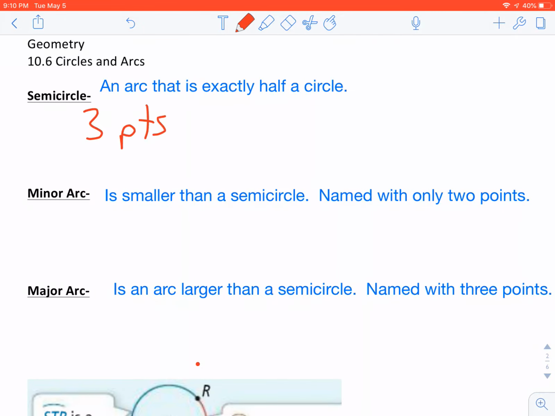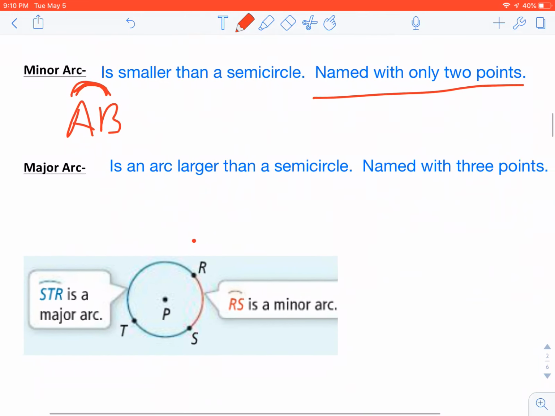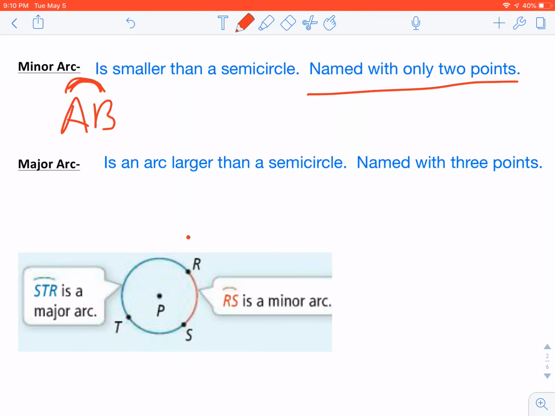A minor arc is smaller than a semicircle, and it is only named by 2 points. So, for example, it would be called arc AB, and you put a little arc mark above it to indicate it's an arc, not a line segment. And then a major arc is larger than a semicircle, and it is named with 3 points. So, for example, if you wanted to say arc ABC, you would have 3 points and still have that arc mark above it. Okay, and I'm going to explain to you why you need 3 points to name these.